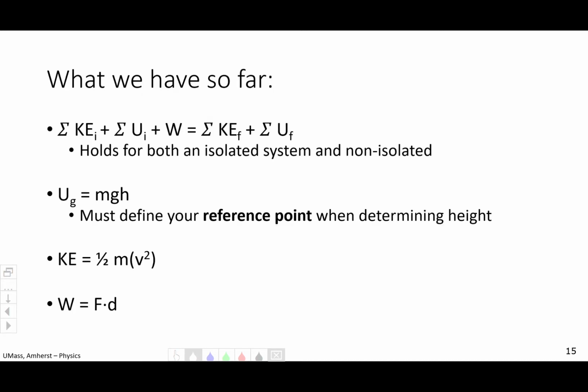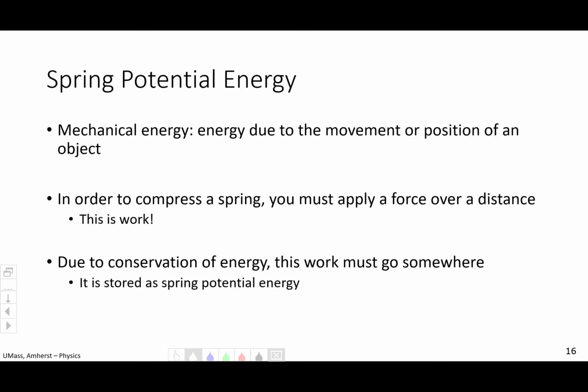So, what we have so far is the conservation of energy equation. We've got potential energy being mgh. We've got kinetic energy being 1/2 mv squared. We've got work is force times distance. That is our information. Now, what is another type of potential energy?